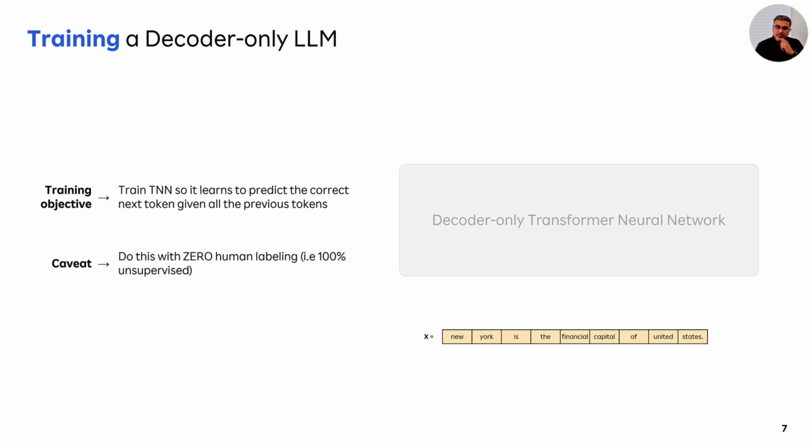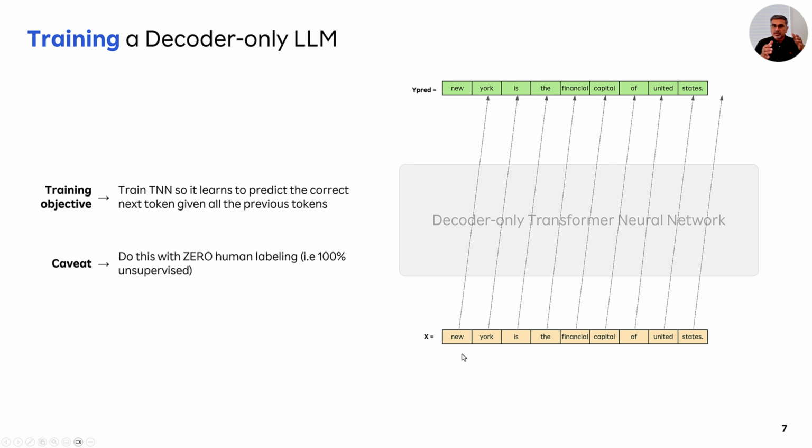So what is it supposed to predict? Because again, our goal is to make it learn to predict the next token. What you really want it to do is, given the word new, you want it to predict York. Given the words new and York, you want it to predict is. Given the words new, York, and is, you want it to predict the. So that's what you wanted to do. You wanted to take the previous set of tokens that you see in the training sample, and you wanted to predict the next token that comes after it.